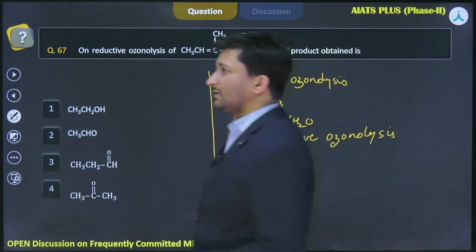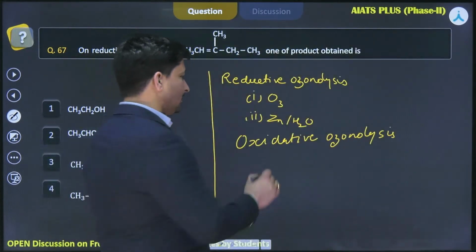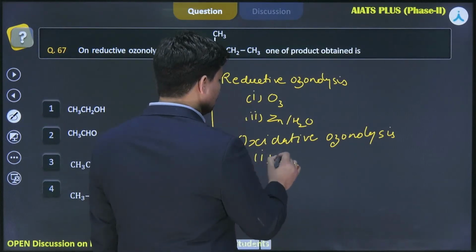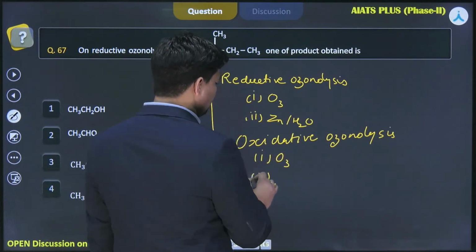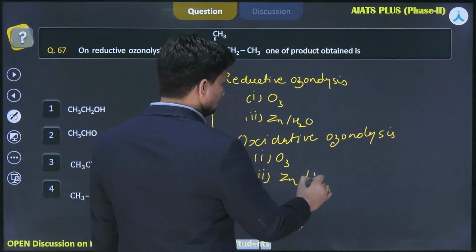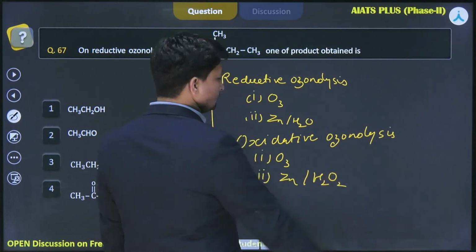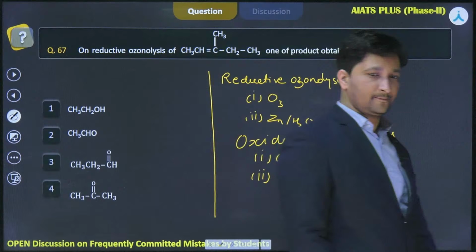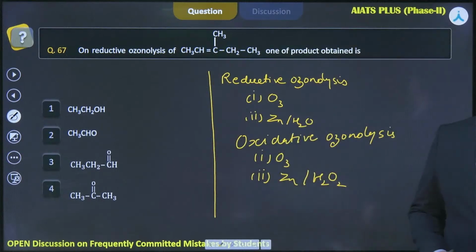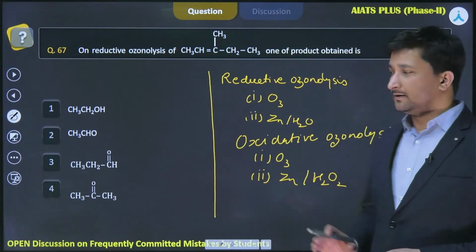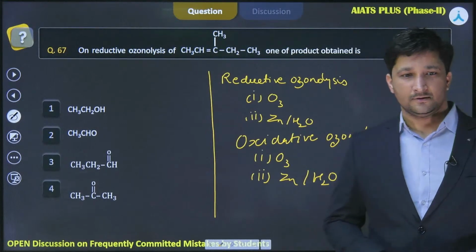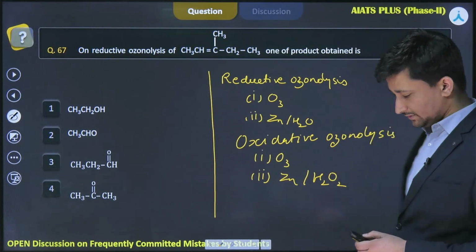During oxidative ozonolysis, what is going to happen here? In the first step, again, we are going to use O3, but in the second step, we use Zn H2O2. Peroxide is being used here. Now, what's the difference? Is there any difference in the product which we are going to obtain once we use these two different reagents? That I am going to discuss here.